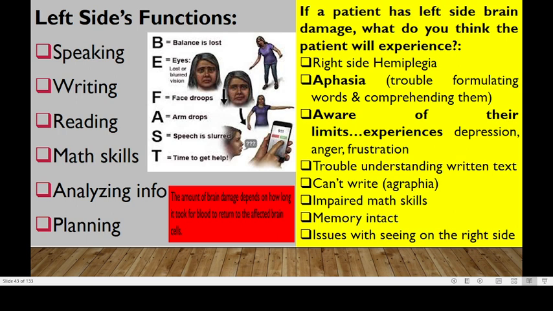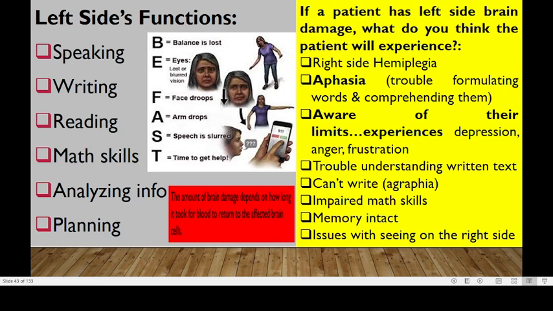comprehending them, okay? Compared to the patients of the left-sided problems, okay, the left side brain damage patients are aware of their limits. Okay, the right are not aware. Okay, they deny it, very impulsive. The left one, they know. And this, first of all, has some disadvantage, guys. These patients tend to experience depression, anger, and frustrations about this.